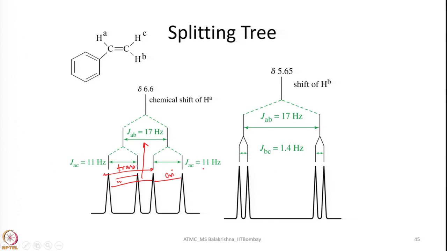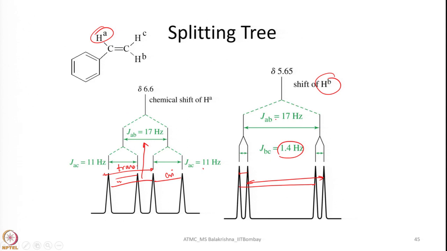And the same thing, if this is for HA, then what happens for HB? Of course, HB first splits into the larger coupling, and then the smaller coupling is between this one, that is about 1.5 hertz. And now you can see the spacing. This is due to BC coupling, and this is due to whether you take this one or this one. This is due to JAB coupling, 17 hertz.